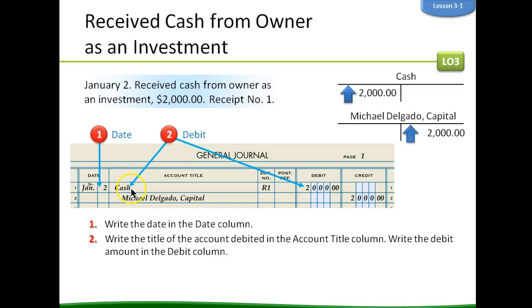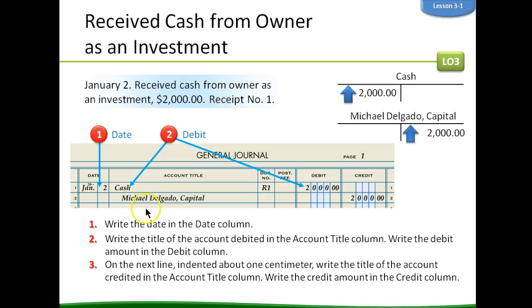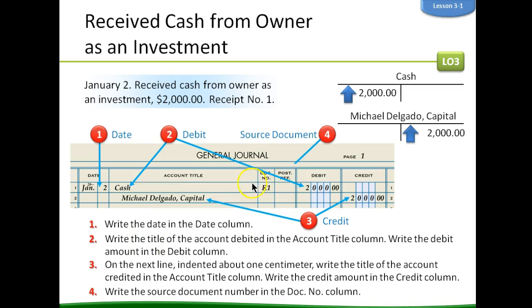We're going to debit cash for $2,000. We're going to then indent in for our credit so that we can see that Michael Delgado Capital is the credit for the same $2,000. You'll notice that when you're working through Aplia that these automatically indent for you. And then finally, you need to make sure you record the source document so that your forensic accountants or your auditors, when they go back and look at your journal, can find everything they need. This is receipt number 1, so we're just noting R1 here.